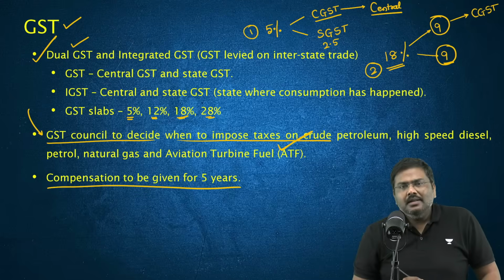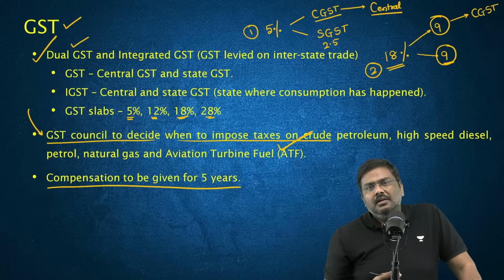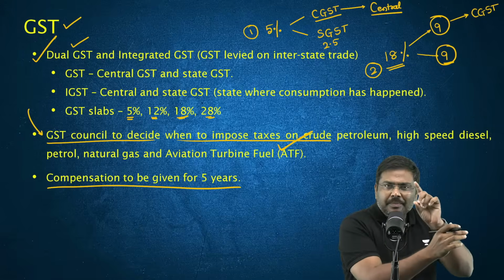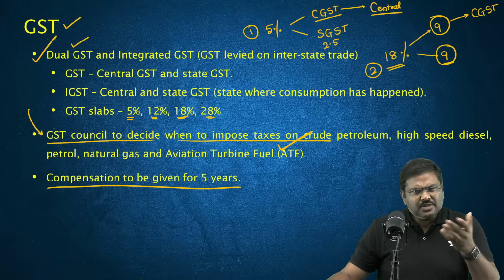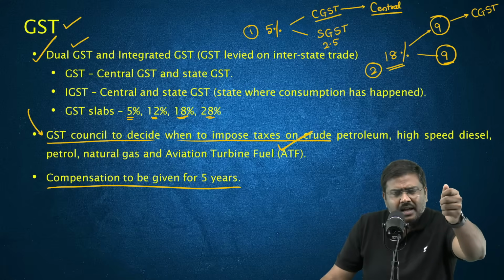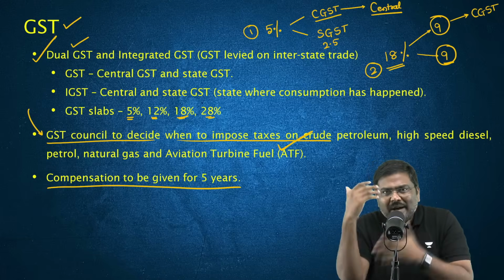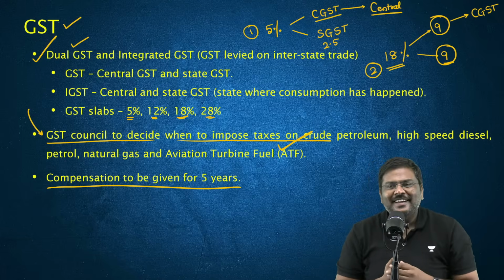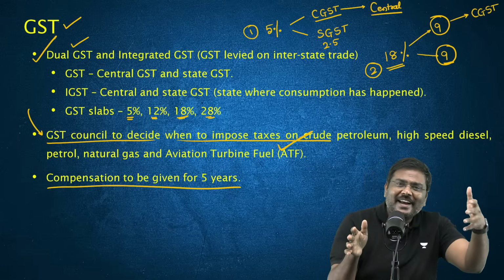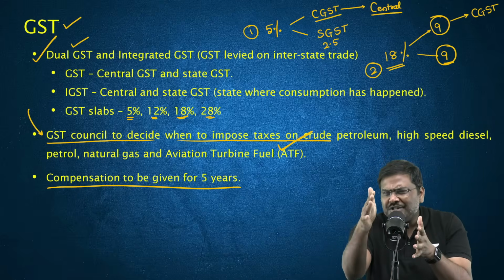And finally, the issue of compensation. I told you earlier about compensation. The states were worried that if I give away the taxation power under the GST, I'll be losing my fiscal autonomy. For example, imagine, let's say you are the chief minister of a state before GST, not under GST. Before GST. Congratulations, by the way.